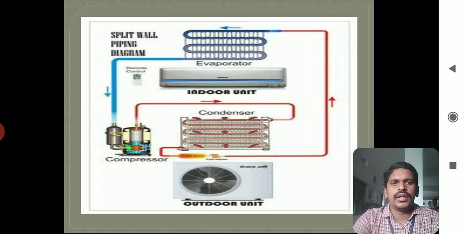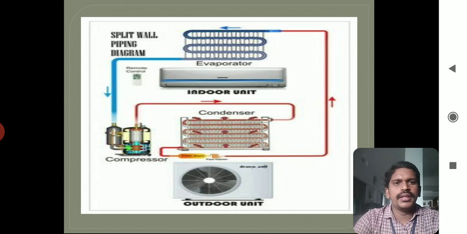You can look at the figure. You know about the refrigeration cycle process. In the last class, I discussed what is meant by the refrigeration process and the function of the compressor, condenser, expansion valve, and finally the evaporator. Look at this figure. You can observe the refrigeration process. The evaporator is the indoor unit.